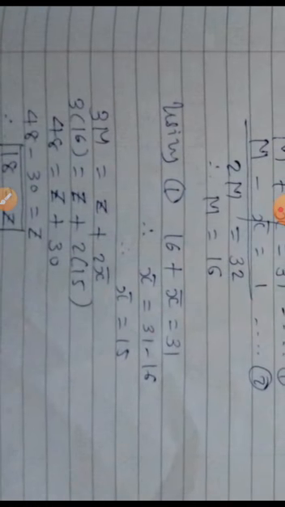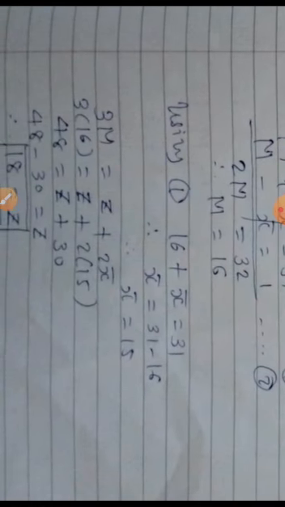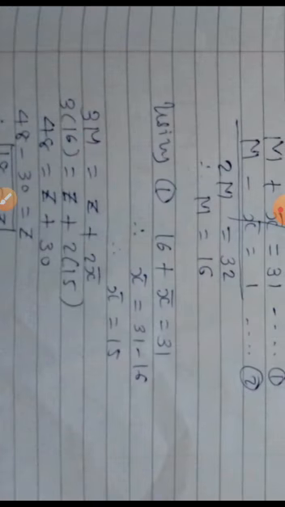18. So the mode's answer is 18. So this is the second case. If two values are given, you can find the third very easily. If two equations are given, first of all you have to solve these two equations, then use this empirical formula.